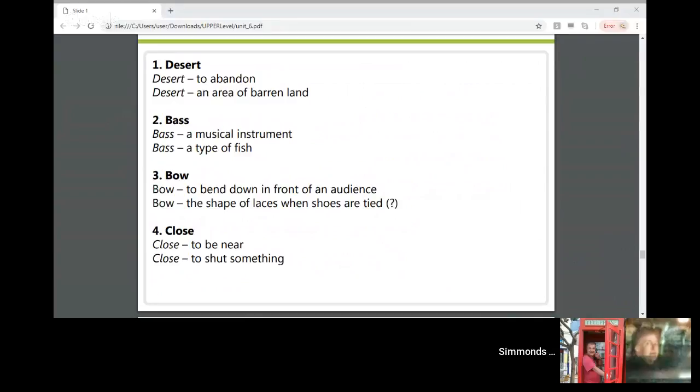Bass is my musical instrument. It is, and that is perfect for you. I'm the best professional bass player in the world. Yes, of course. But the type of fish is pronounced differently. Do you know how? The type of fish, yep, it's pronounced differently.